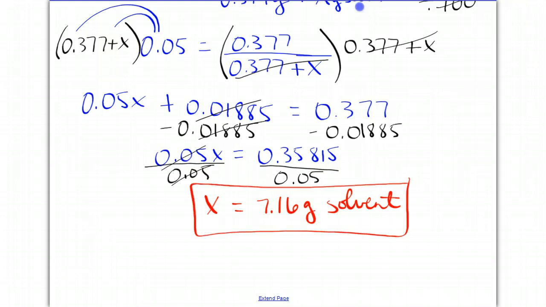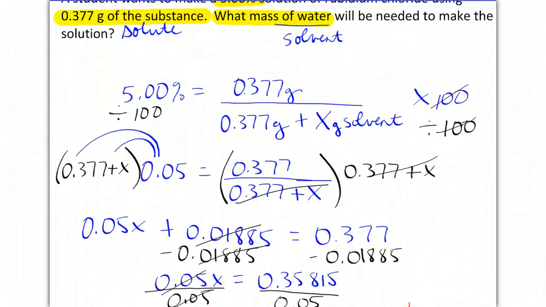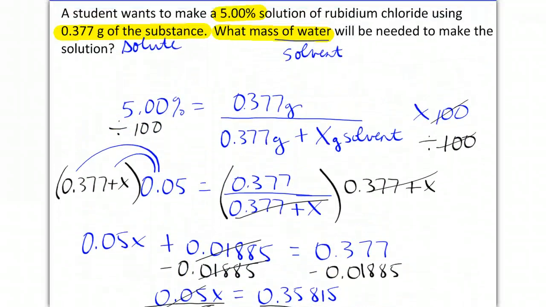Again, what's nice about this is we can plug this back into the original equation, 7.16, and so if we solve it, we should get a 5% solution. So 0.377 divided by 0.377 plus 7.16 times 100 gives us indeed a 5% solution.